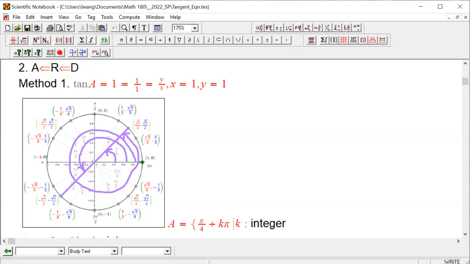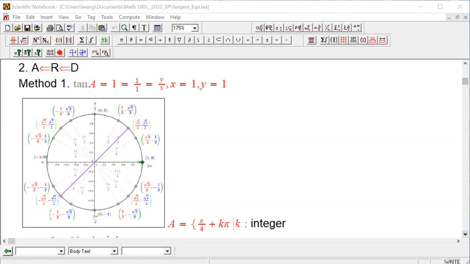Because between these two terminals, the difference is what? This is one terminal, right? If you want to get to the other terminal, all you have to do is add pi. Every time you add pi, you end up with one of the terminals. And therefore the solution will be pi over 4 plus k pi. That's pretty straightforward, right? This is a special terminal.